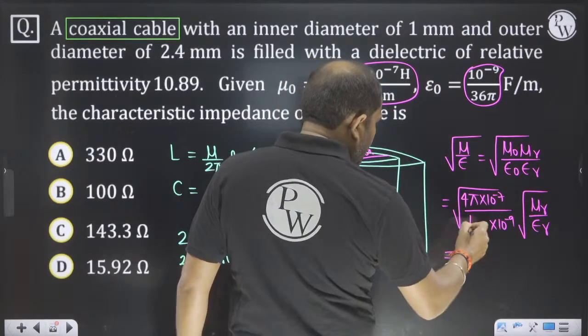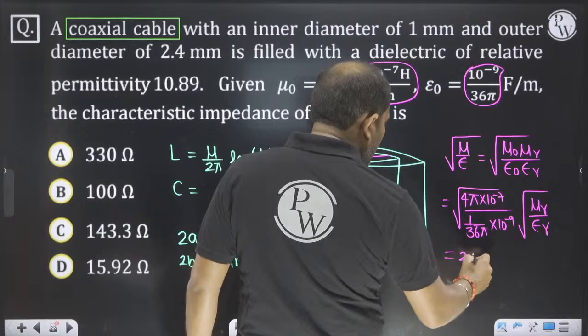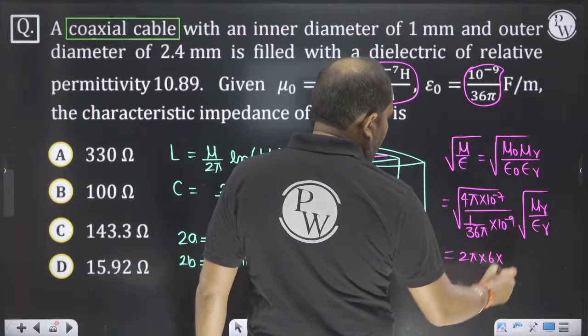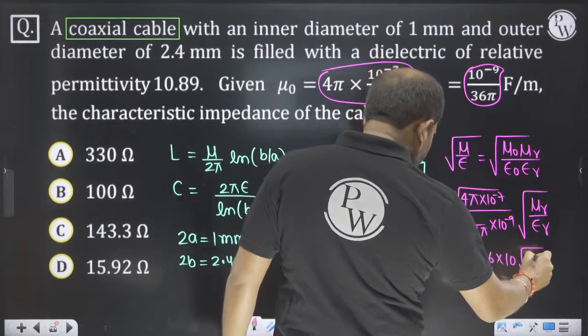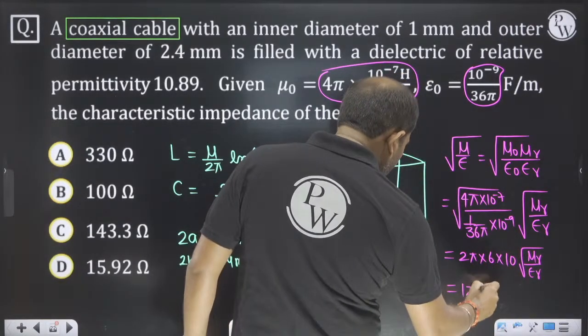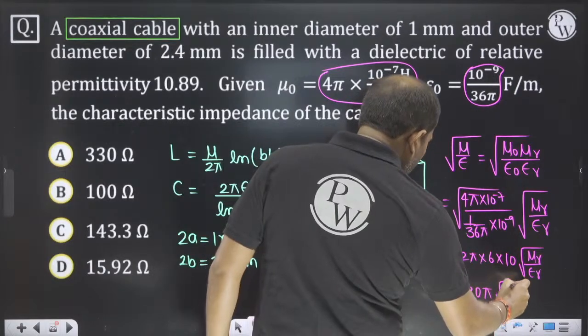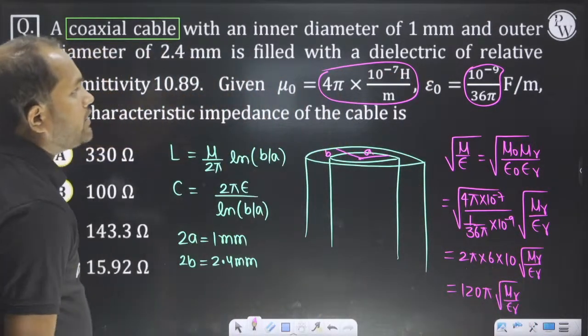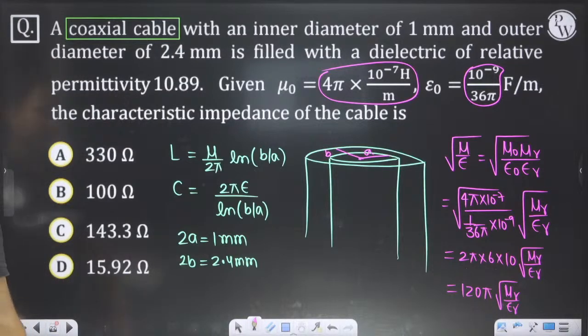So 4 pi under root is 2 pi and 36 under root is 6, and 10 to the power 9 under root is 10 to the power 900. So with mu r and epsilon r, it will be 120 pi under root mu r by epsilon r. So this is the value of root mu by epsilon. Then we know the value of Z0.